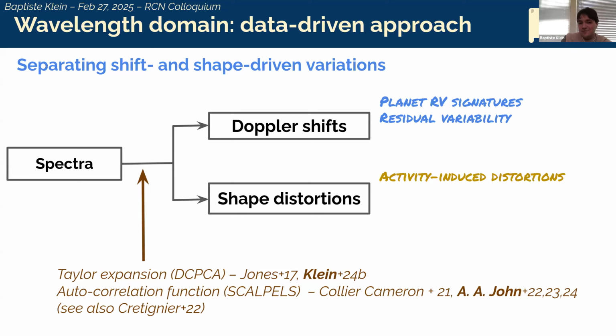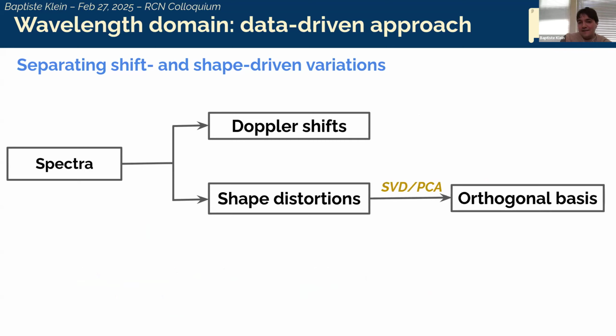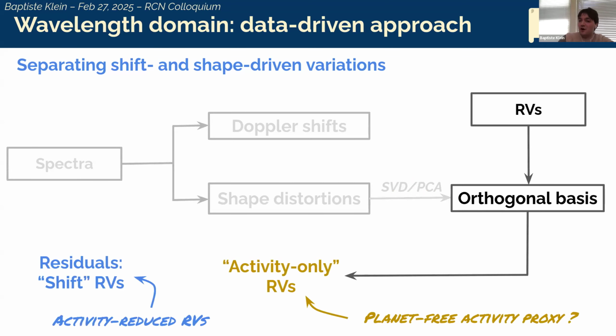So the way we'll do that is we'll do a Taylor expansion of the spectrum and then get Doppler shift and shape distortion. From the shape distortion that is planet independent, we're just going to build a basis using principal component analysis. And then we get a basis that is only sensitive to activity-induced variations. What we can now do is project all radial velocities on this orthogonal basis. That will give us a radial velocity time series that is only dependent on stellar activity.